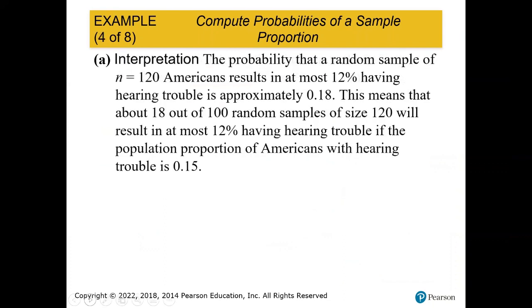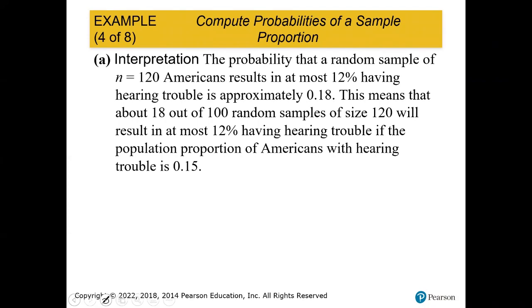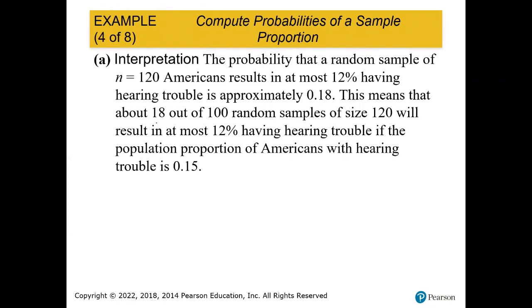Okay, so what does that mean? That means the probability that a random sample of size 120 Americans results in at most 12% having hearing trouble is approximately 0.18. So if I were to take a sample of 120 people and figure out the proportion of them that have hearing loss, that would happen in about 18% of them, okay? Or about 18 out of 100 random samples would have this happen.